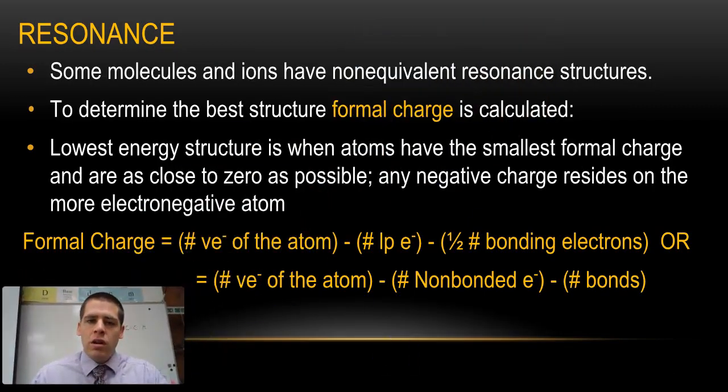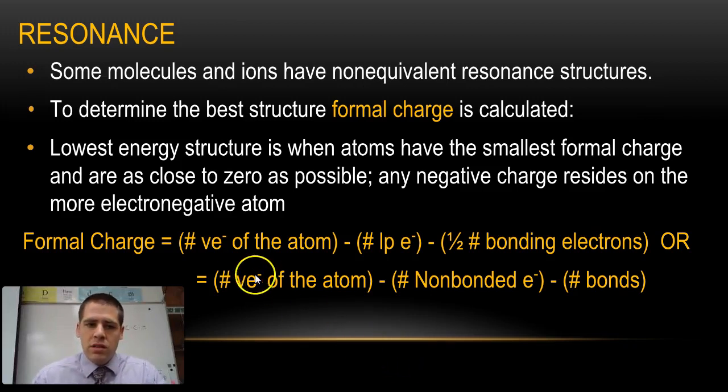When we draw Lewis structures and resonance structures, it's possible that they're not equivalent. The way we figure out if a resonance structure is likely is by using what's called formal charge. The lowest energy is preferable in formal charge. So if all of your values are as close to 0 as possible, that's ideal. If there's any negative charge, it's going to reside on the most electronegative atom, because the electronegative atom is going to pull and draw the electrons to itself.